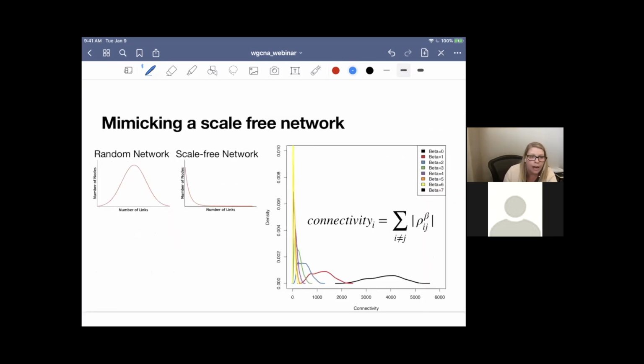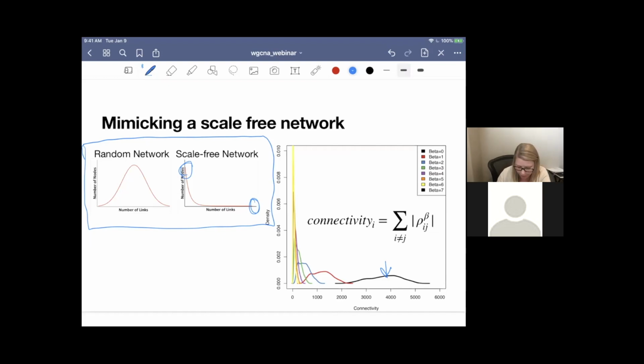So how do we mimic that? If you remember, these were our graphics from before, looking at the distribution of the number of links per node. In our scale-free network, remember, we had lots of nodes with few hits and only a few nodes with lots of hits. And this black line represents our measure of connectivity, just a sum of all the correlation coefficients for that gene.